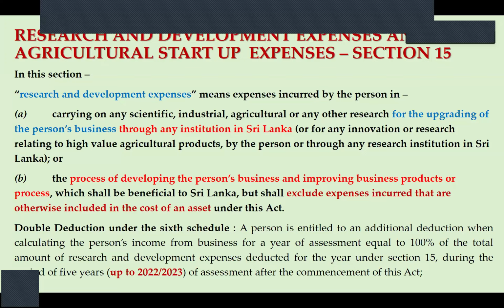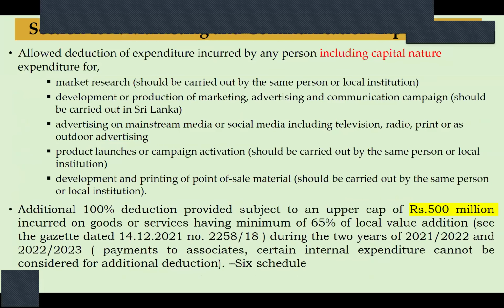Earlier a double deduction was allowable for persons, but now it is not allowable from the year of assessment 23-24. Only one deduction is allowable. So that is research and development expenditure and agricultural startup expenditure. Okay, so that is section 15.